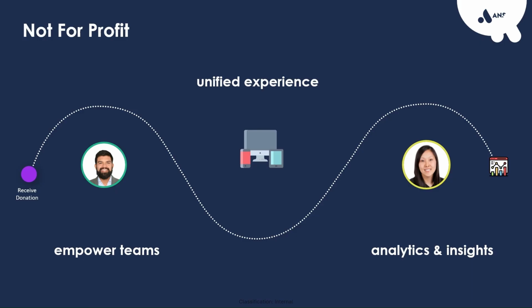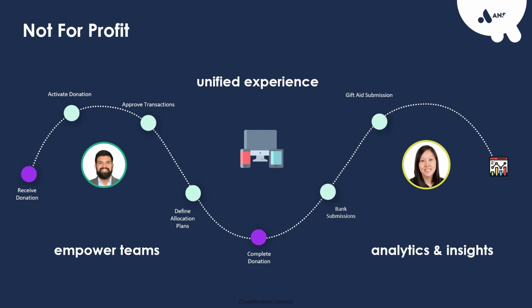So with those personas involved, we will look at how a simple donation flow takes place. We will look at how a customer donation is reviewed by Steve and then activated, how the transactions are approved, how allocation plans and soft credits can be associated, and ultimately completed. Then Kaz will review the bank submissions, complete the gift aid, and we can look at some revenue forecasting and some reports and dashboards.